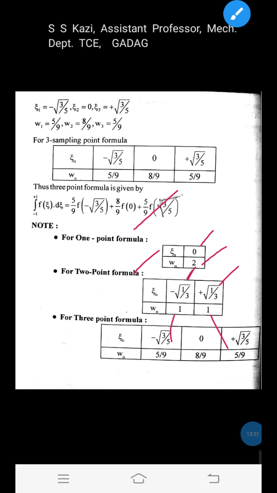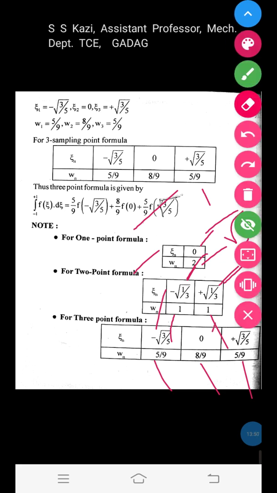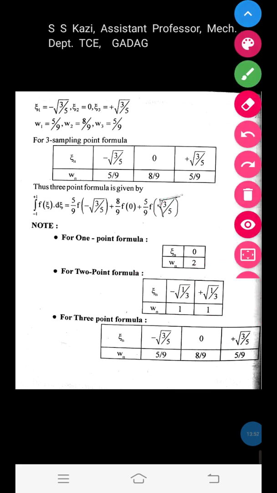Either you may use zeta 1 as plus 1 by root 3 and zeta 2 as minus 1 by root 3. Both are correct. Square root of 1 by 3 can be written as 1 divided by root 3 only. Also, using the 3-point method, there are 3 weights and 3 points. The 3 weights are 5 by 9, 8 by 9, 5 by 9. The 3 points, zeta 1 minus root 3 by 5, 0, plus root 3 by 5. I hope you have understood.